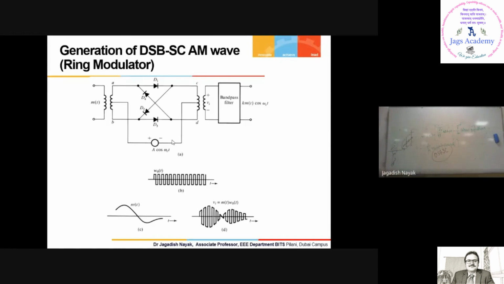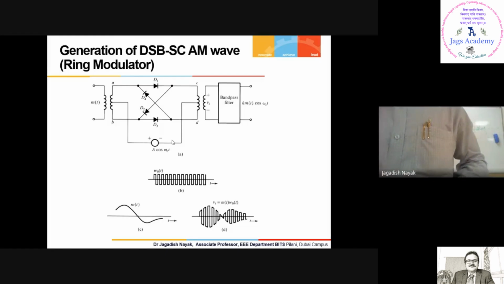You have M of t here, which is connected to a transformer. And this is your carrier signal, which is connected to these two points. So this circuit is going to give you a square wave. Then M of t is multiplied by this square wave, that is v0 of t. That is connected to a band pass filter, and what you get is K m of t into cos omega c t. This is called a ring modulator.